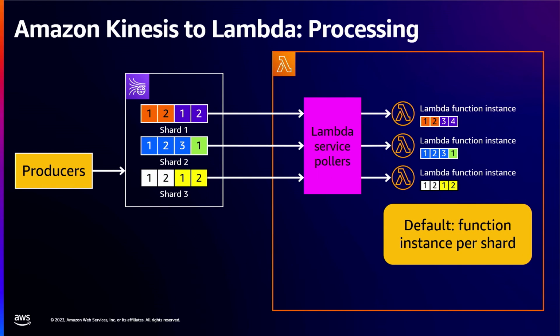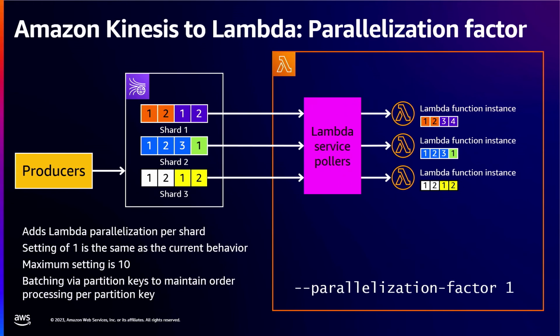So let's look at the initial scaling. Well, by default, there's already a function instance per shard. This is just how Kinesis and Lambda works. But Lambda can increase processing without Kinesis adding more shards. And there's a configuration setting called parallelization factor. And by default, it's 1, so there's a single function is going to process each shard.